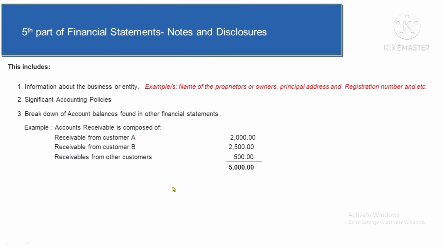You can also do this breakdown with cash, for example, cash in bank per bank account, or you can do this also for payables to different suppliers. And lastly, there are other disclosures required, which will be detailed in my next videos, so stay tuned.